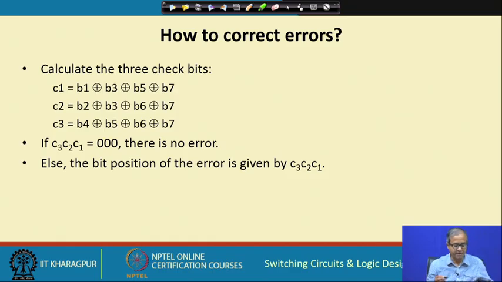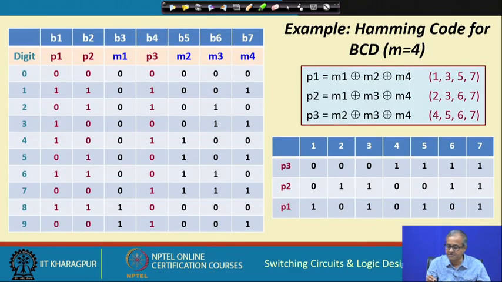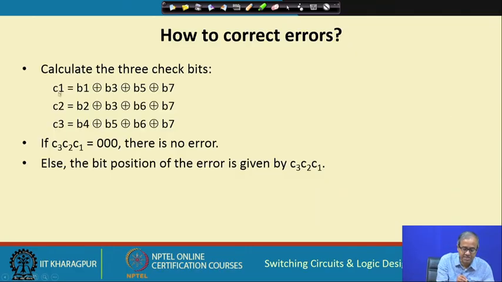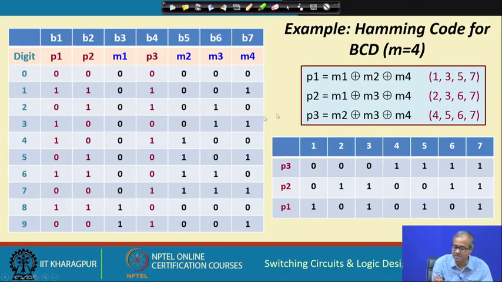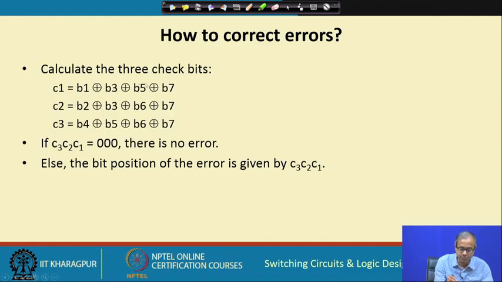See, correction of errors is fairly simple. In the previous slide you see that P1, P2, P3 you have calculated using these numbers 1357, 2367, 4567. You remember these numbers. You straight away find out 3 check bits C1, C2, C3 just by taking the modulo sum of those corresponding bits 1357, 2367 and 4567. And this modulo sum means, I am repeating, if the number of ones in these bits is even, then C1 will be 0, if the number of ones is odd, it will be 1.